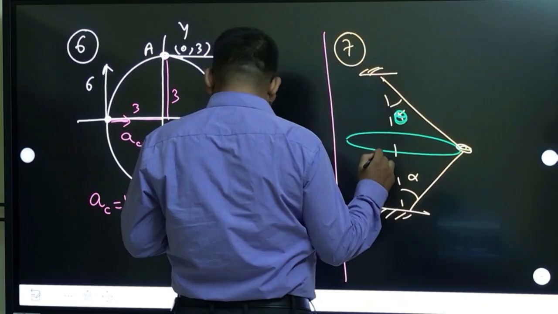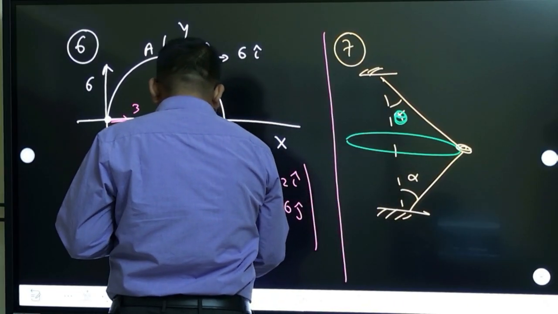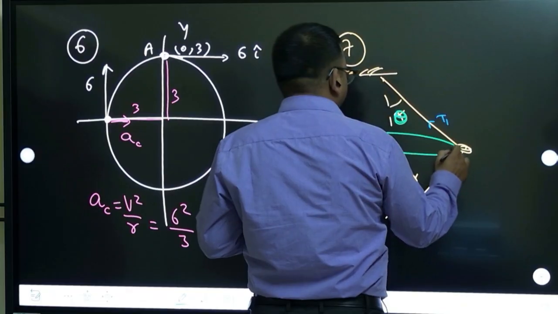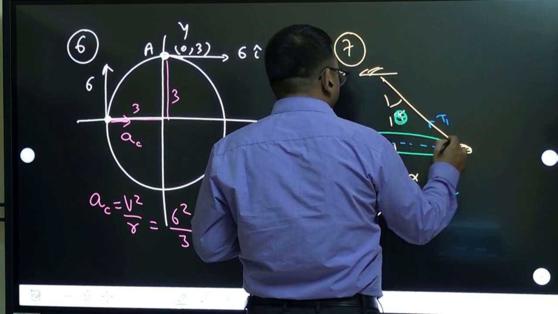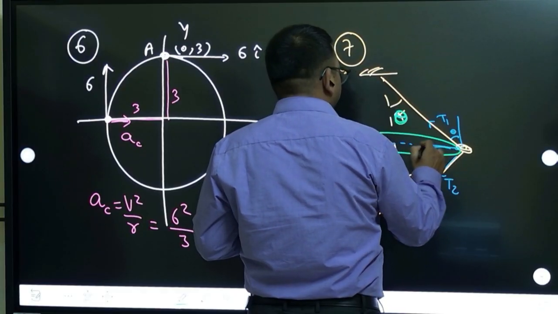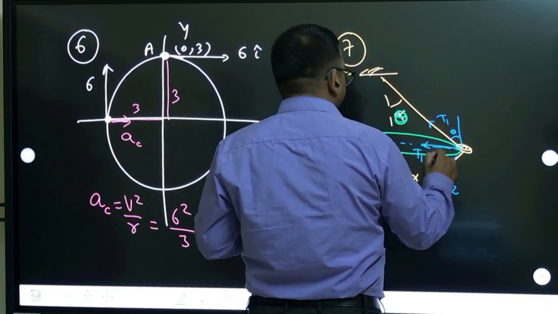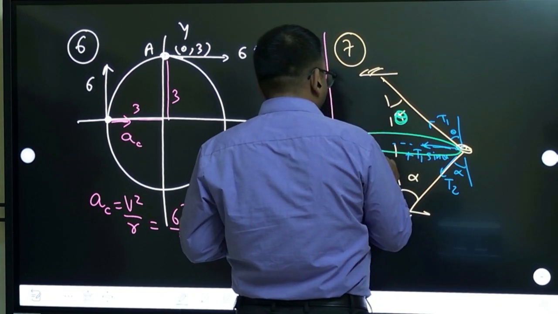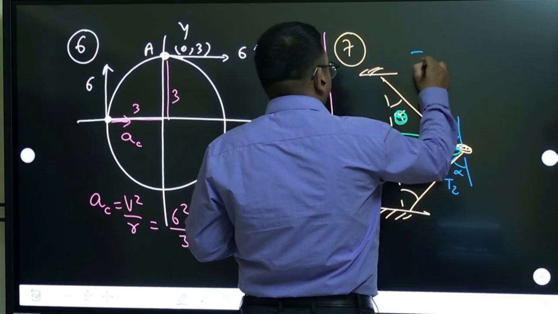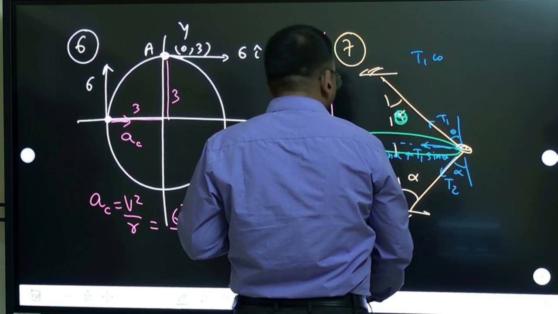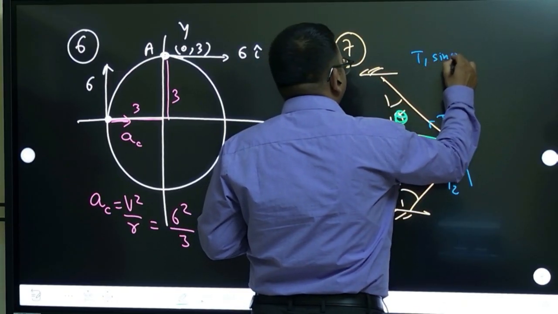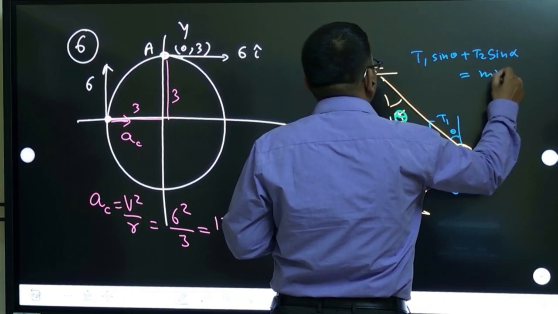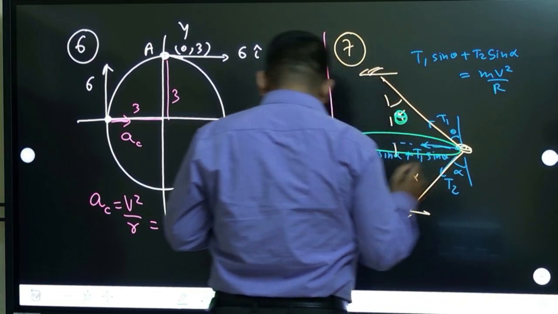The ring is in a circular path with both parts in tension. Let us say here the tension is T1, and here the tension is T2. We can resolve this: this is theta, so this also will be theta. So the component is T1 sine theta. Similarly, this is alpha, so on that side it is T2 sine alpha. So T1 sine theta plus T2 sine alpha must give m v square by radius, or m omega square radius.